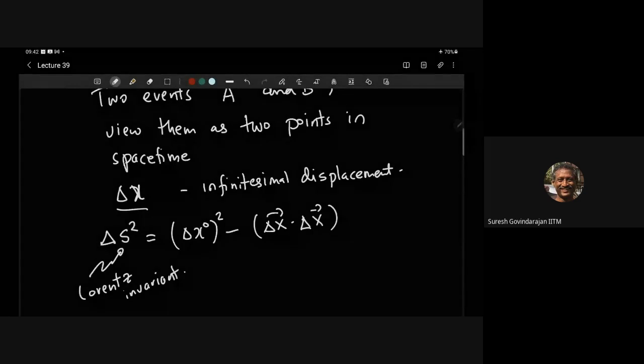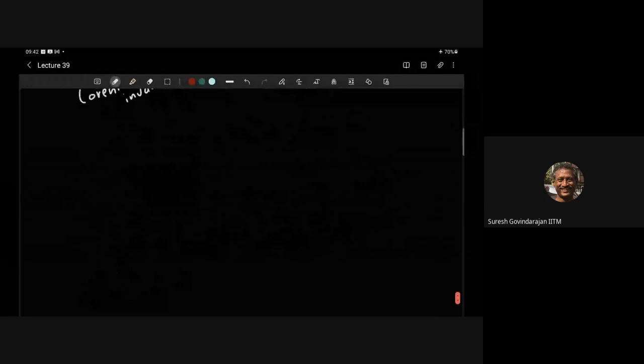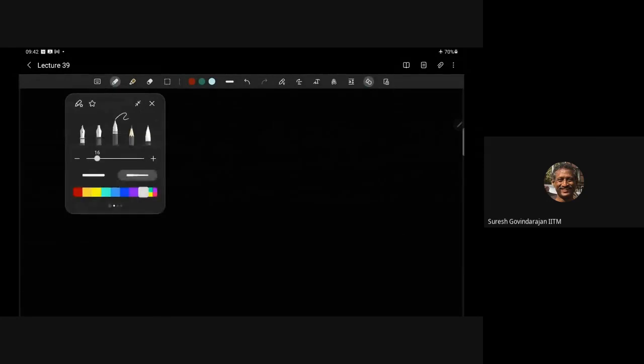So now I'll draw a picture. I can't draw in 4 dimensions, so I'll draw a simple picture which we will try to understand. Just give me a moment, I'm trying to figure out what colors to use.